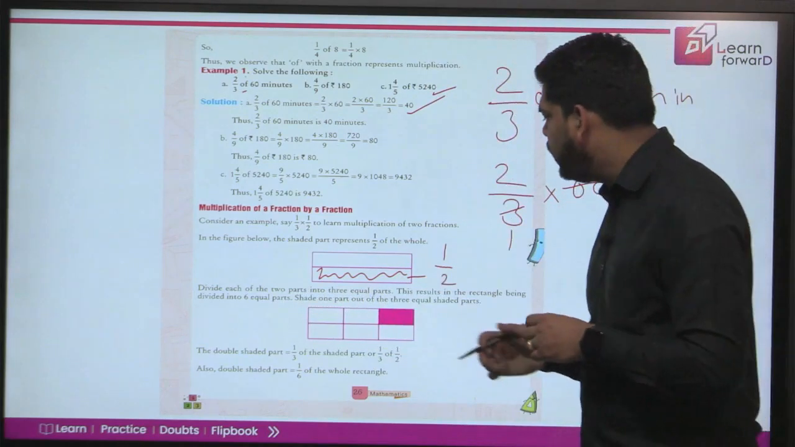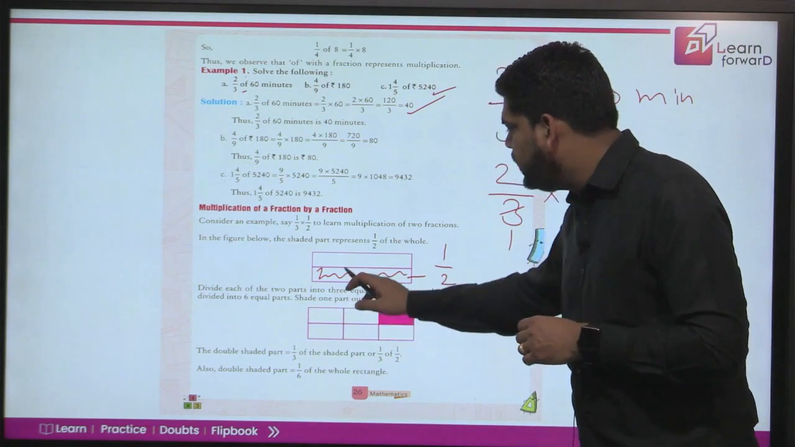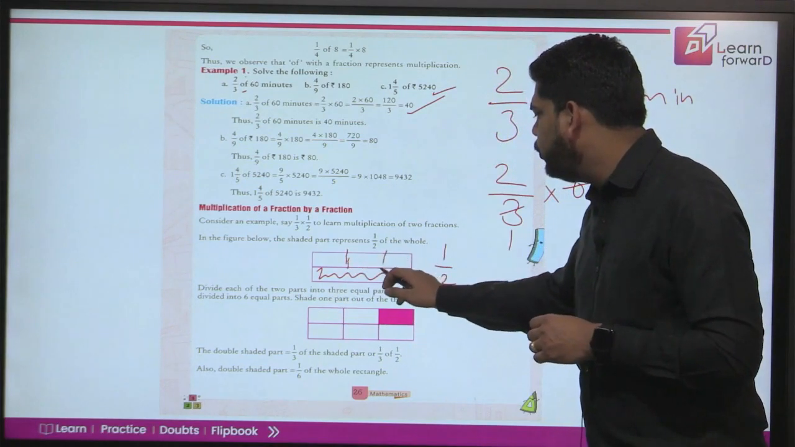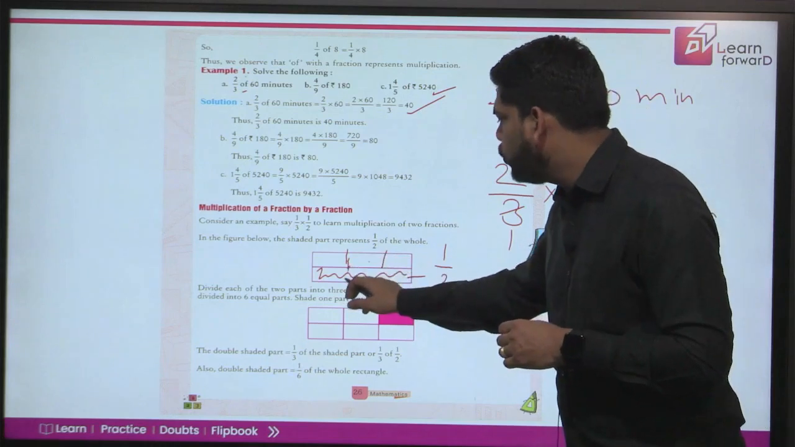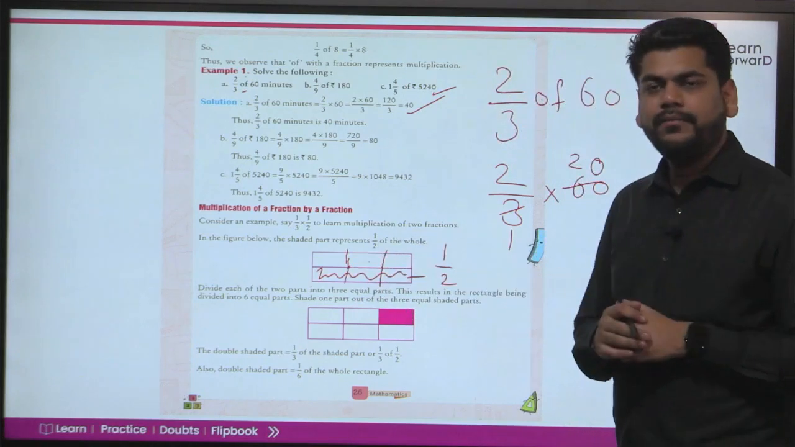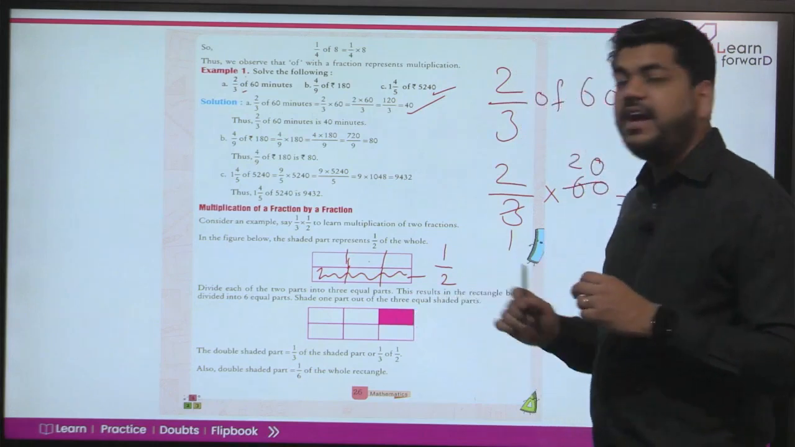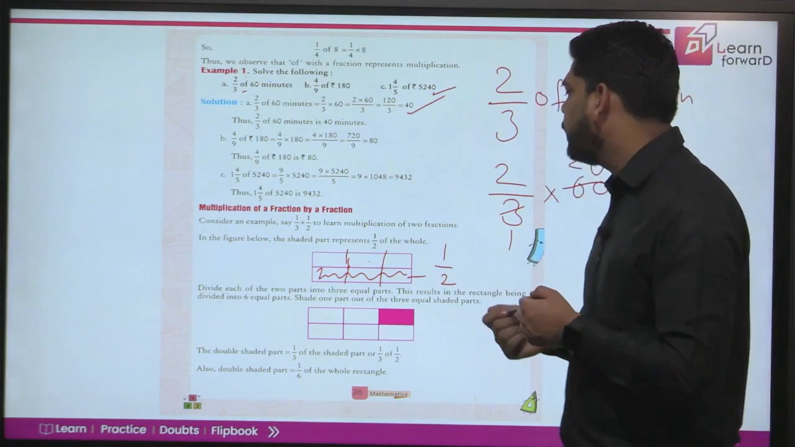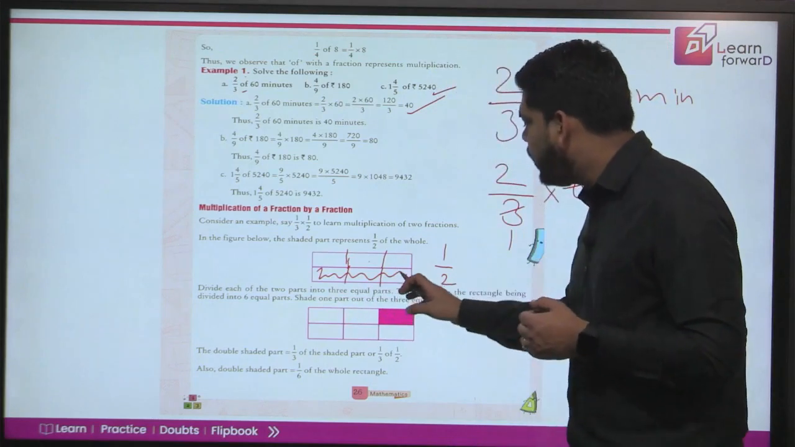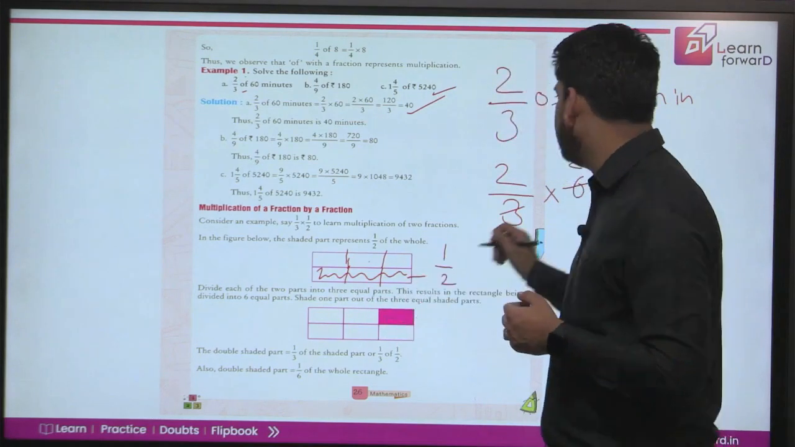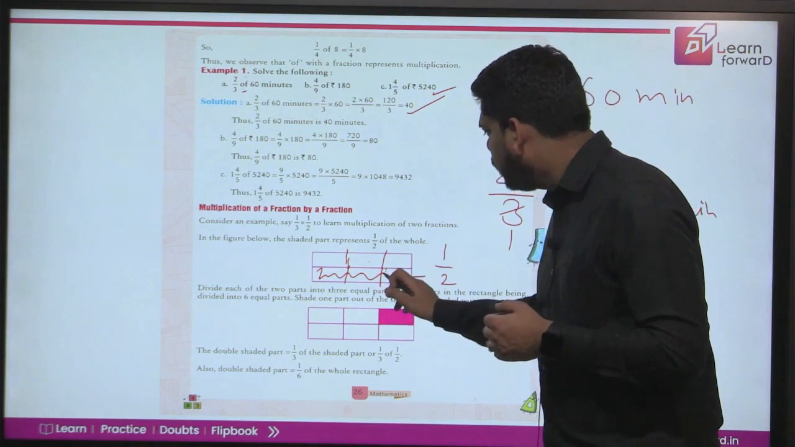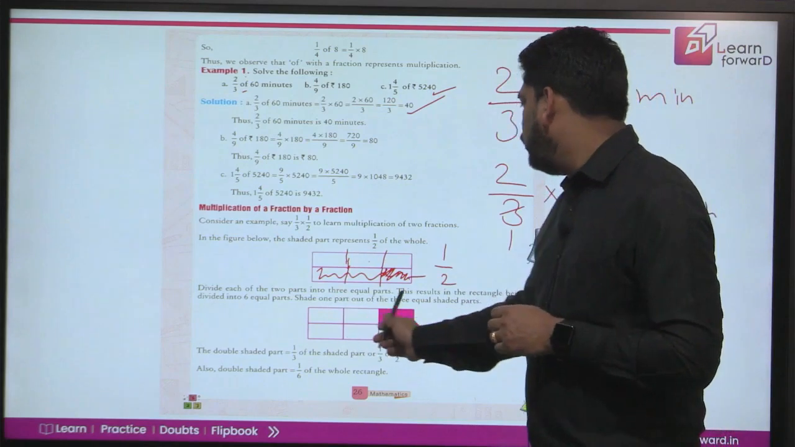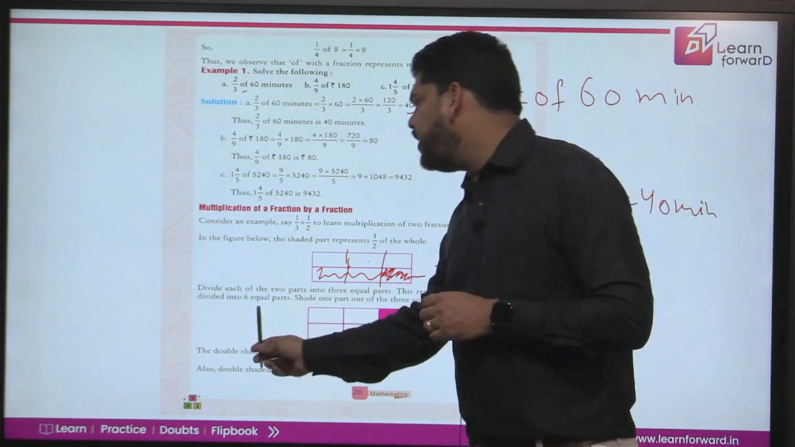Divide each of the two parts into 3 equal parts. Now what we have done? We have divided these two parts in 3 equal parts. Let's say 1, 2 and 3. Here also 1, 2 and 3. So now we will identify which was the part which is colored in both the cases. Fine. So this is the square that has been colored in both the cases. Now this results in the rectangle being divided into 6 equal parts.